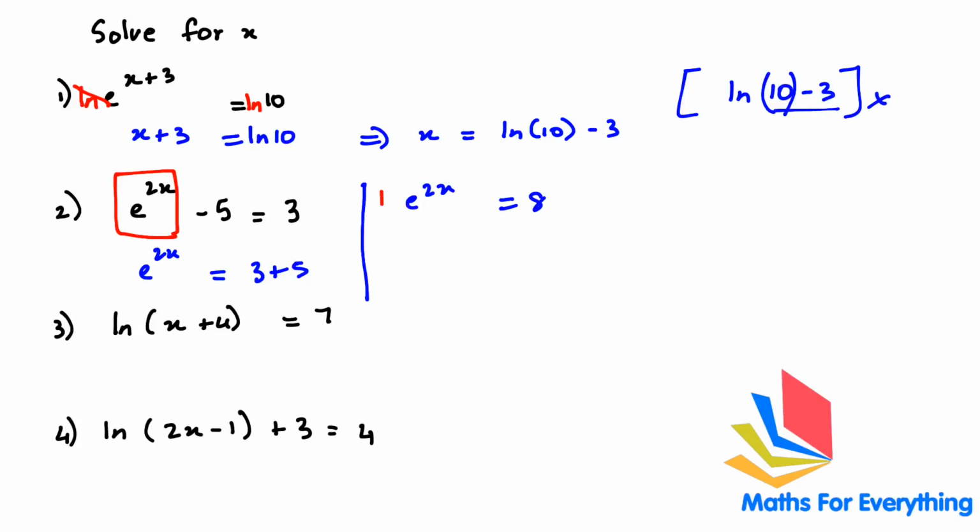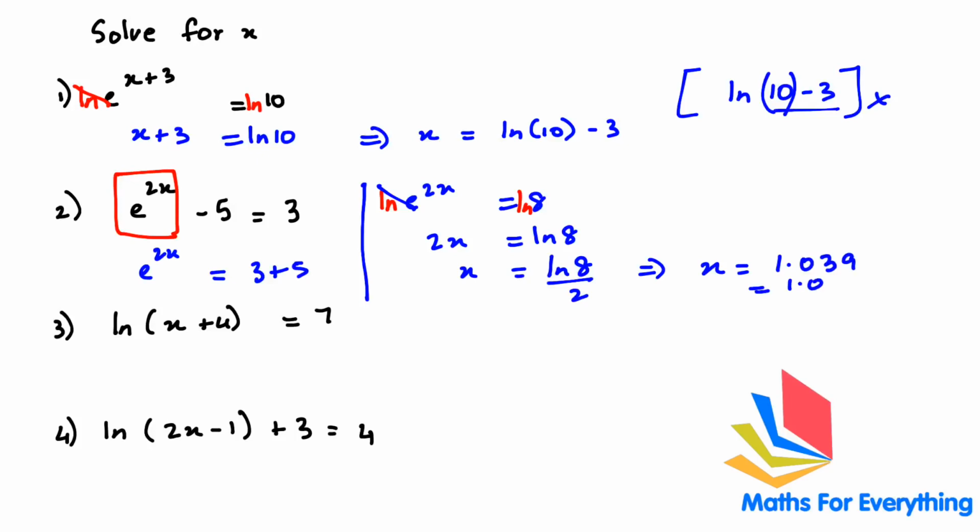And this is when we add ln to both the sides. This will get cancelled. So 2x is equal to ln 8. x is equal to ln 8 divided by 2. And we round the answer to 3 significant figures. The answer is 1.039. We'll round it to 1.04.